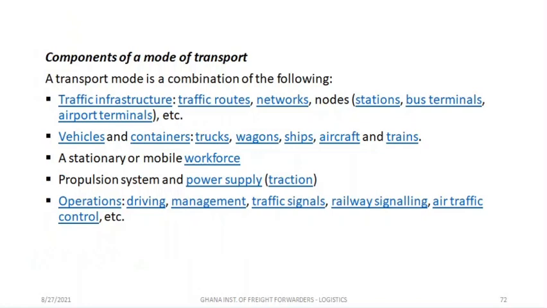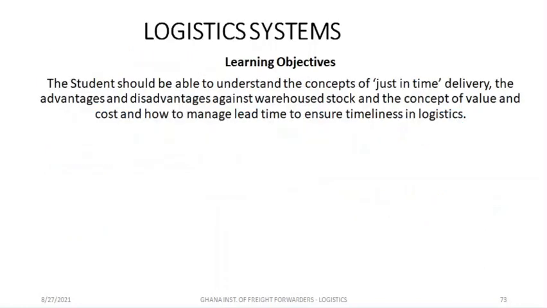Look at them. A transport mode is a combination of the following: traffic infrastructure, traffic routes, networks, nodes, stations, buses. So when we talk about traffic infrastructure, we are talking about the various things that make up the system. If your traffic light is not working, the infrastructure in the traffic or the transport mode is wrong, it's not correct. So that has to do with the mode and means of transport.